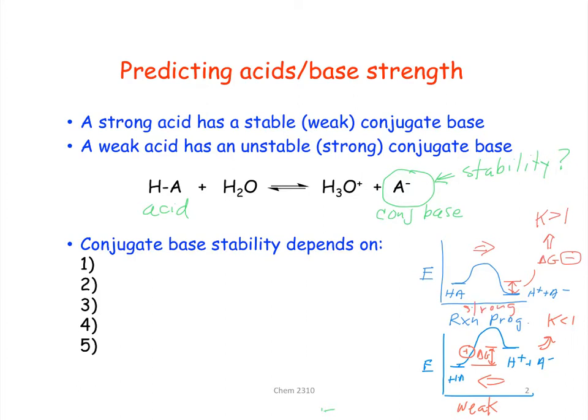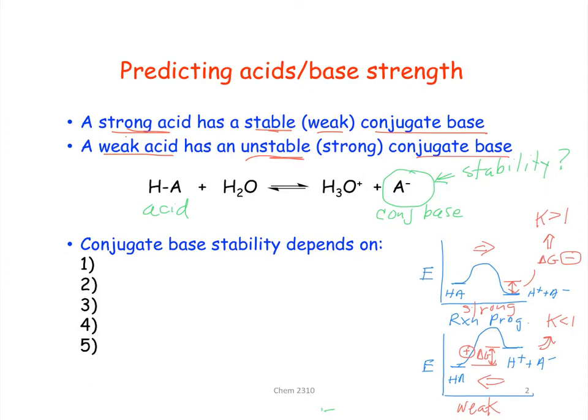All right, so as the energy of the conjugate base here moves up or down, that's going to greatly influence the strength of the acid over here. So what we want to do is, again, look at the stability of the conjugate base. These are the relationships. A strong acid will have a stable conjugate base. A weak acid will have an unstable conjugate base.